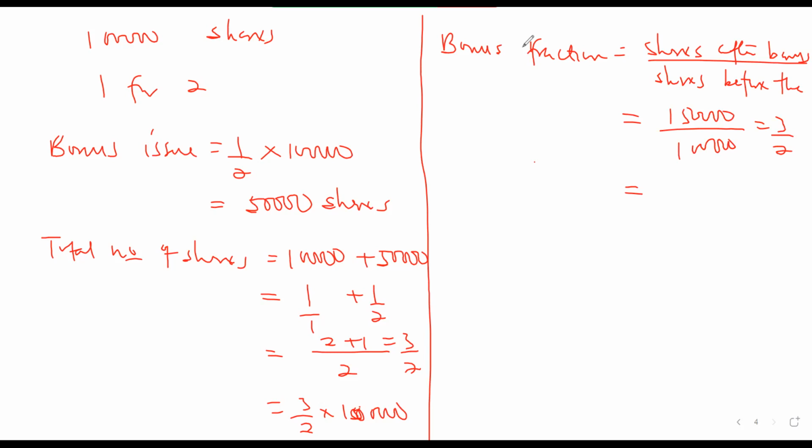All right. So how do we use the bonus fraction? If we are calculating a comparative earnings per share, we turn the bonus fraction upside down to calculate our existing or our previous earnings per share. Okay, let's take an example.